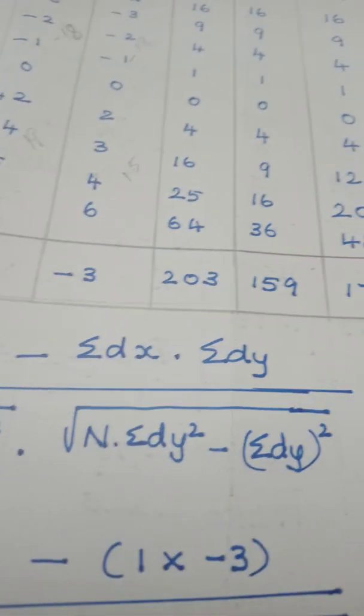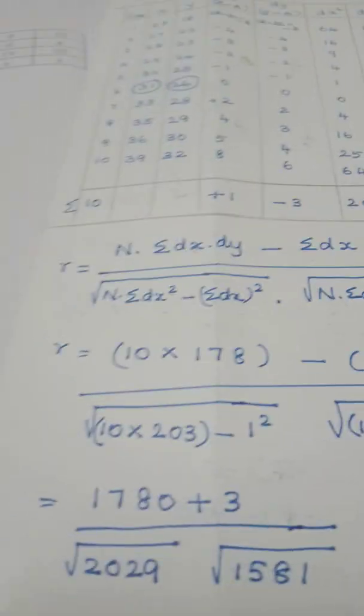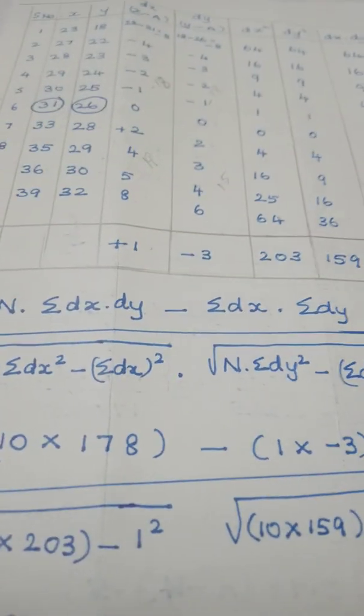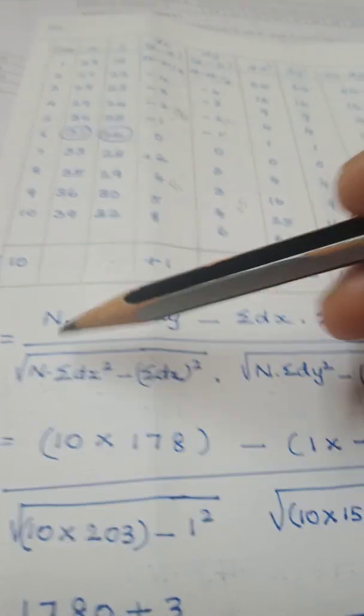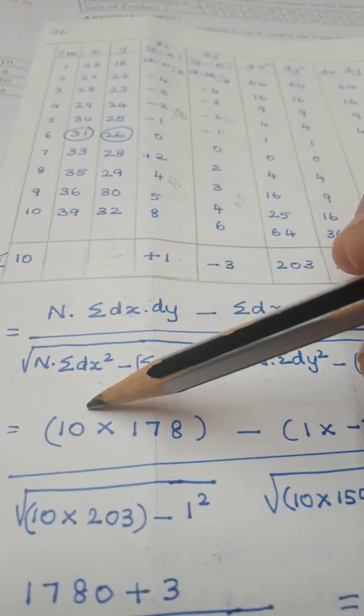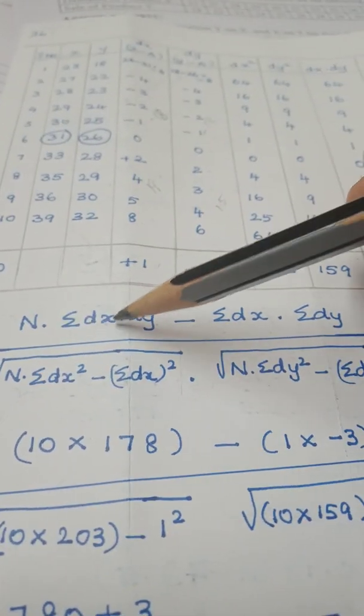Now we found out all the values whatever is needed to be substituted in the equation. Now let us substitute all the values. Be thorough with the formula, children. Now write r is equal to, what is the value of n? 10 is the value of n. Write here 10. What is the symbol here? Into sigma dx into dy.